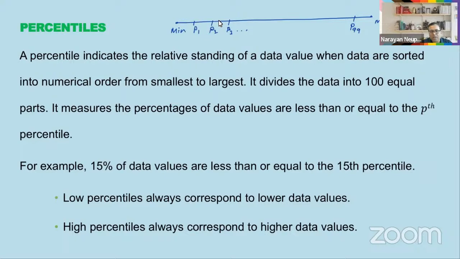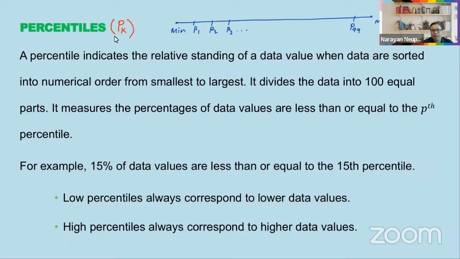If we count like this, here is the first part, second part, third part. The last part would be the 100th part. So each part represents 1% of the data. In general, we write the percentile as PK, that is, the kth percentile.